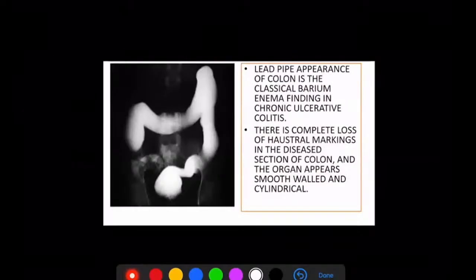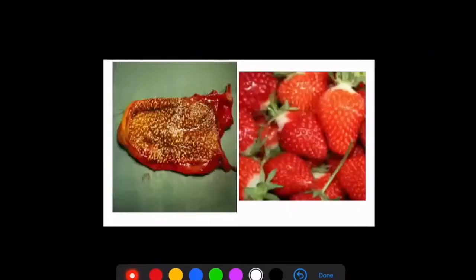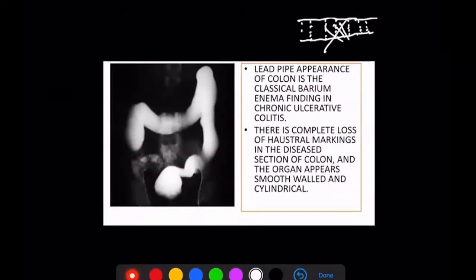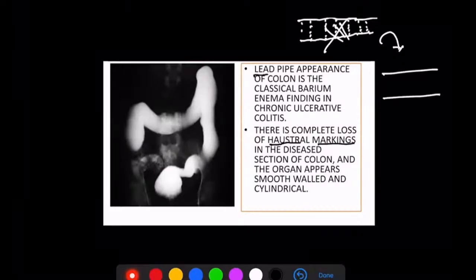Lead pipe appearance or the hose pipe appearance of the colon is a classic barium enema finding seen with chronic ulcerative colitis. Usually in the intestines, we have the haustral markings like this. These markings are lost, giving the lead pipe or hose pipe appearance. There is complete loss of the haustral markings in the diseased section of the colon. The organ appears smooth-walled and cylindrical, giving the important lead pipe appearance of the colon seen with chronic ulcerative colitis.